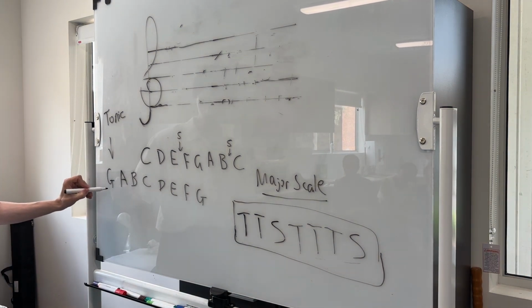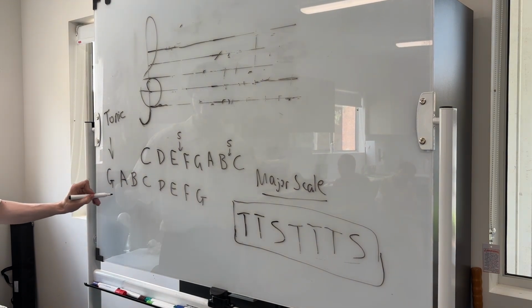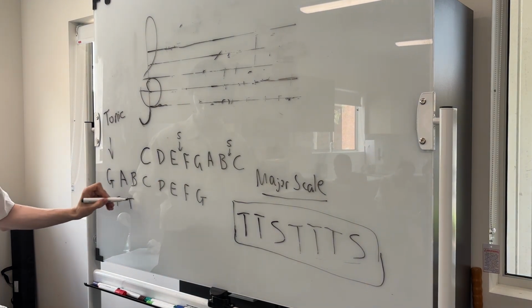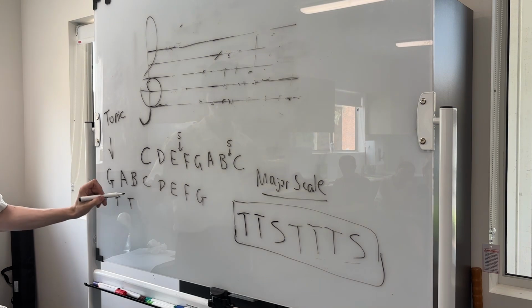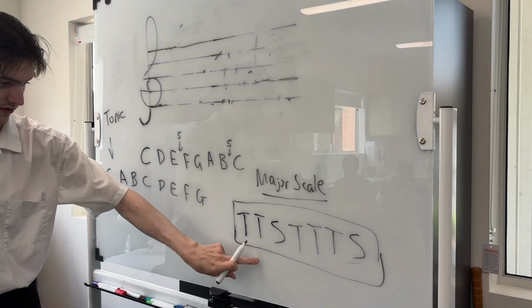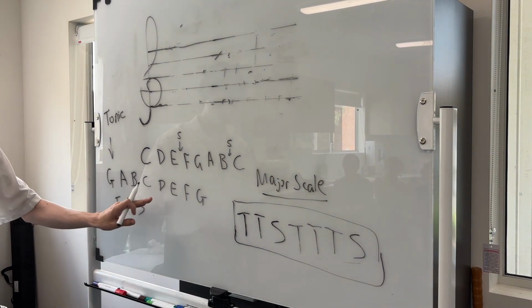So the first one, G to A, we're looking here, we can see that's a tone, so that's fine. A to B, tone. B to C is a semitone. Now that's okay, because that's in the right spot. Tone, tone, semitone. Tone, tone, semitone. Okay, so the rule's correct.